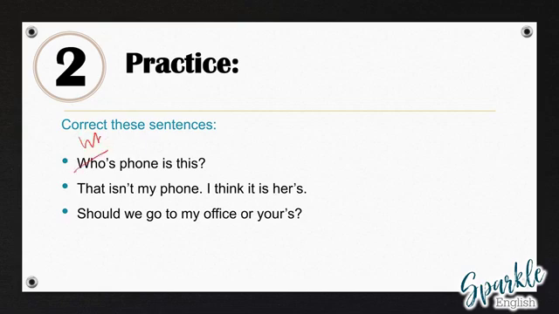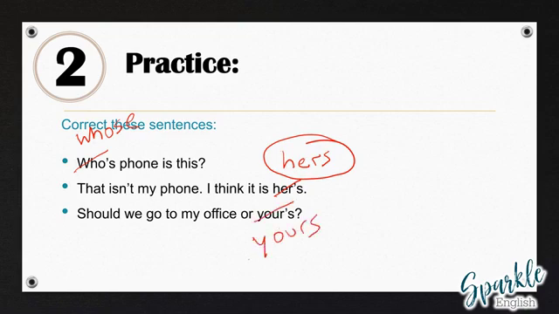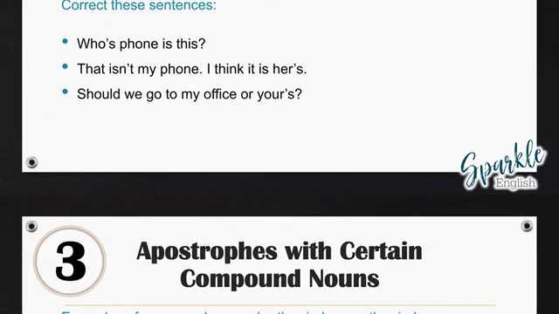This is not correct. Whose phone is this? Because we're asking the phone belongs to what person. That isn't my phone. I think it is hers. This does not need a possessive apostrophe S because the word is just like this, hers. Should we go to my office or yours? We don't use this. Again, yours. It just ends with an S with no apostrophe.